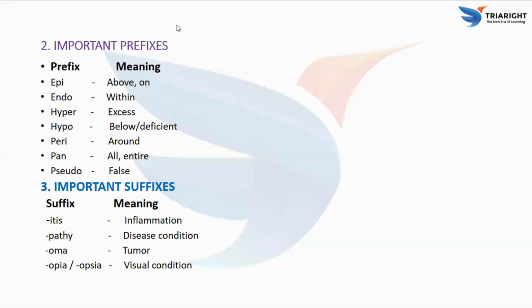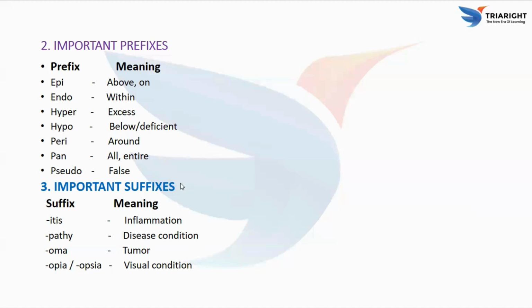So next prefix is endo. Endo, the meaning of endo is within. And hyper, excess. Hypo means below or deficient. Peri means around. Pan means all or entire. And pseudo means false. So these are some of the prefixes.